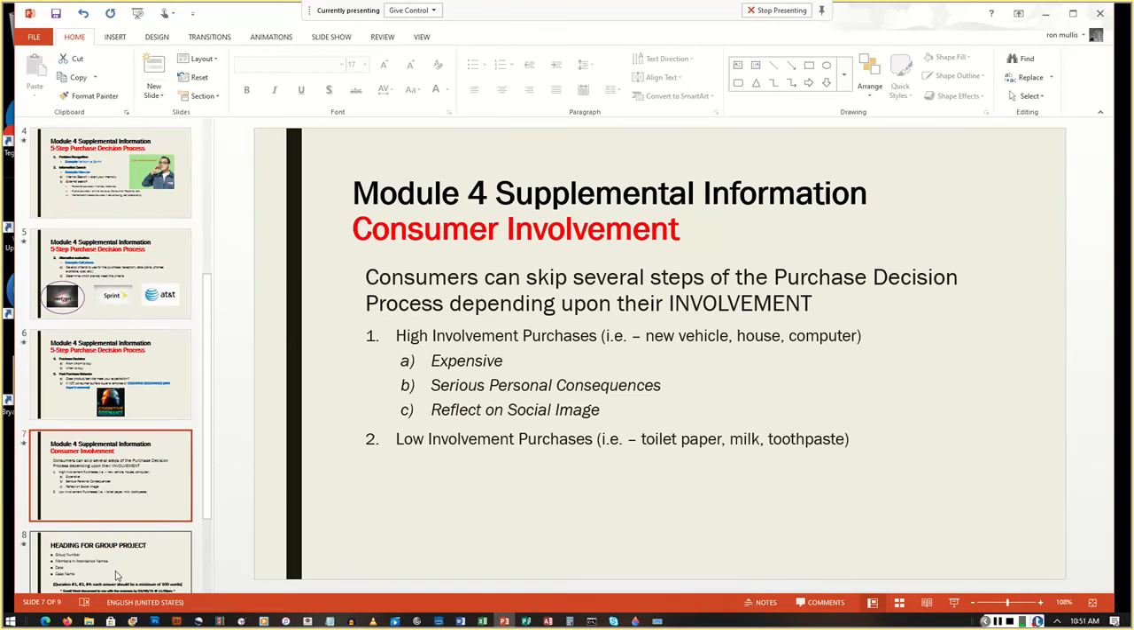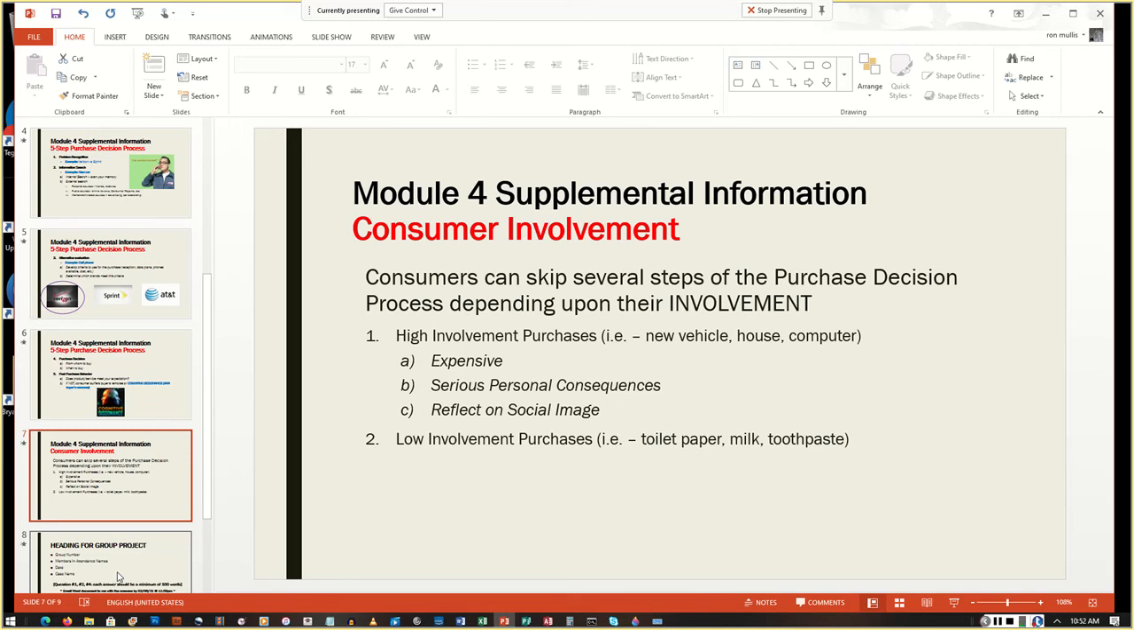It's important to note that customers do not always need to engage in every single step of the consumer decision-making process. Some of the steps can be eliminated or glossed over due to the involvement of the purchase to the customer. And involvement is the personal, social, or economic significance of the purchase to the customer. So we have two different types of involvement. You have your high involvement purchases, which are things like vehicles, homes, computers, and then you have your low involvement purchases, which is like toilet paper, milk, or toothpaste.